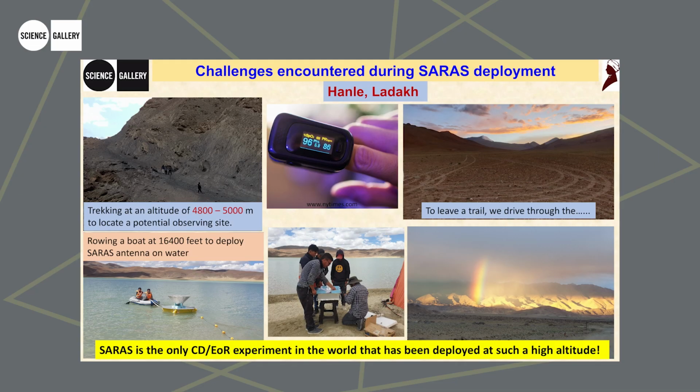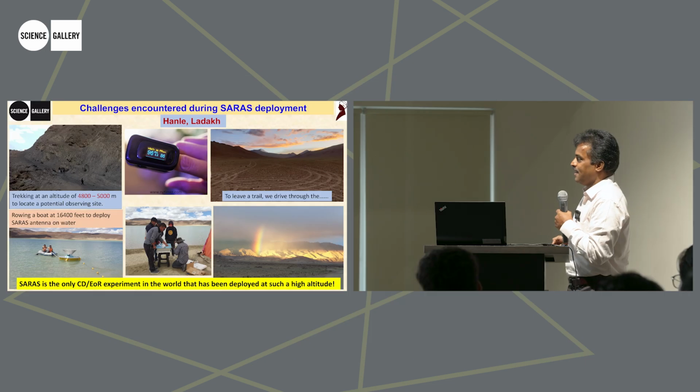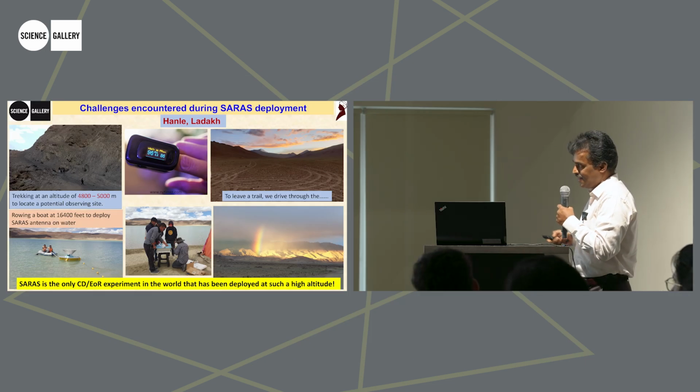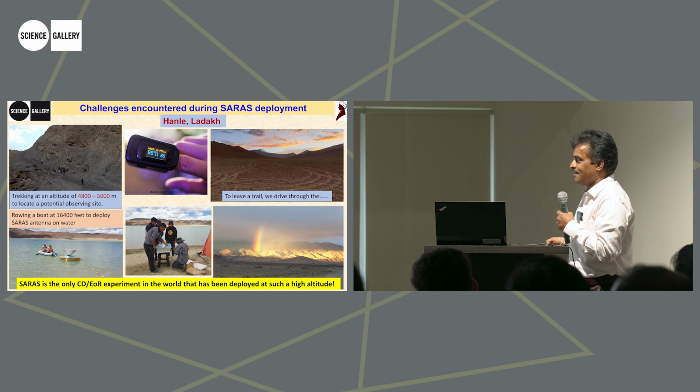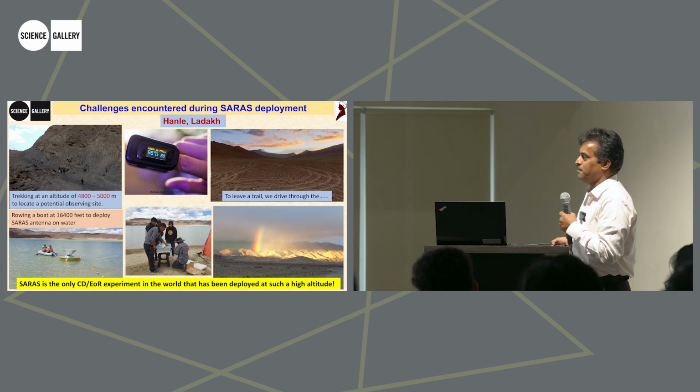To find remote sites, at times we need to trek at altitudes of 4,000 to 5,000 meters, and maybe we took Robert Frost's The Road Not Taken pretty seriously. At this altitude, where doing your normal chores is difficult, we need to put things together and be ready to deploy. We also had an opportunity to row at 16,000 feet in one of the lakes there.